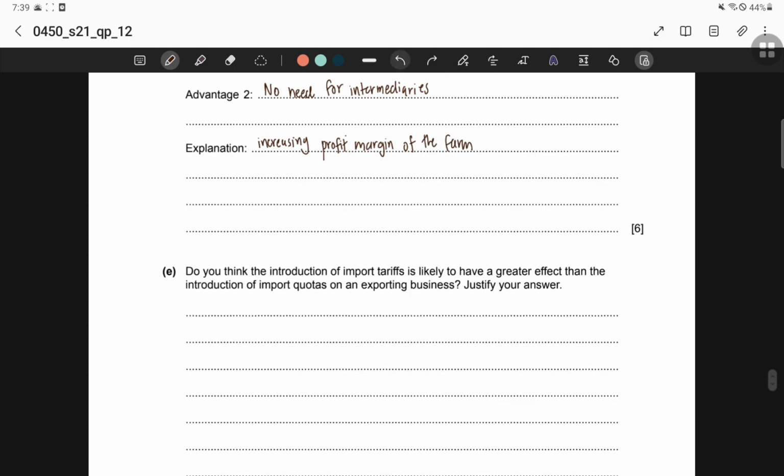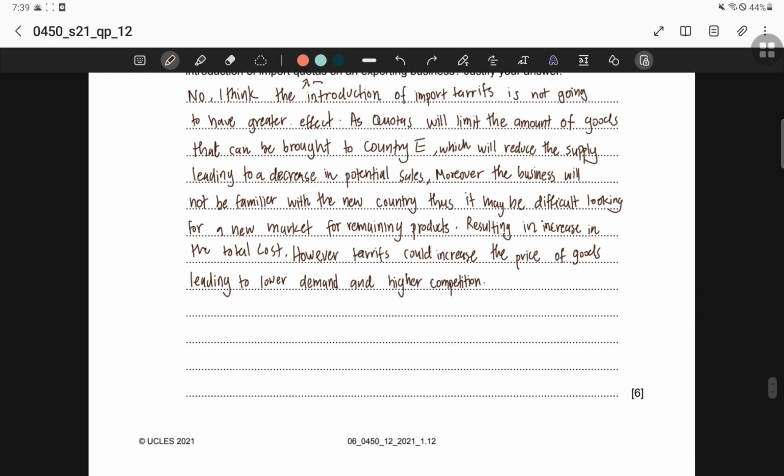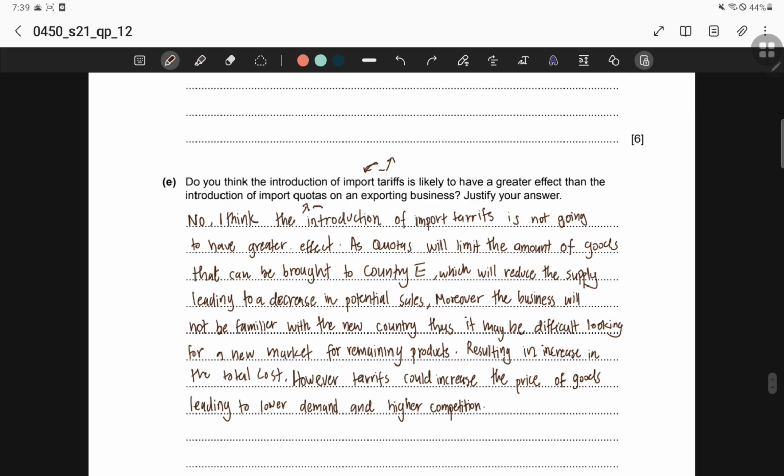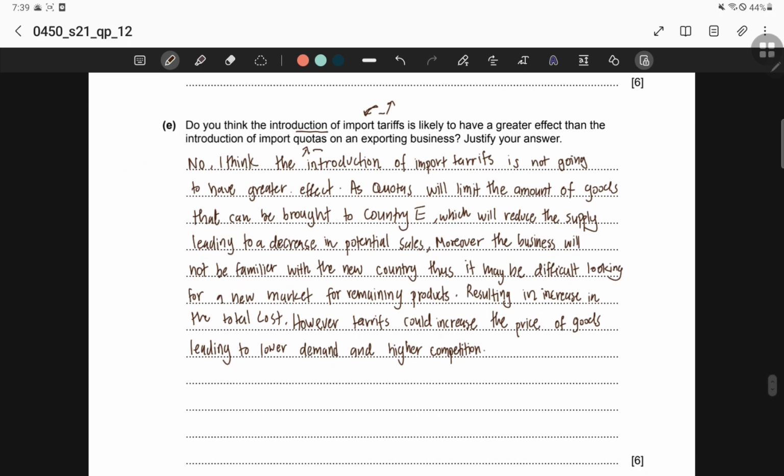Now justification for that is, however, tariffs could increase the price of goods, leading to lower demand and higher competition. As you can see, I chose that quotas are more serious, or they create more effect. And I rephrased the answer like this. Now I took this from the marking scheme, but you can write your own answer as long as it's rephrased in this manner, and you have your justification over here. Your justification could be 1 point or more, but I chose to have 1 point.